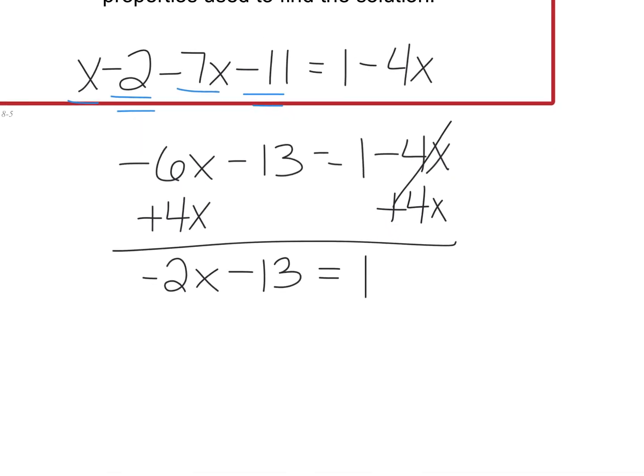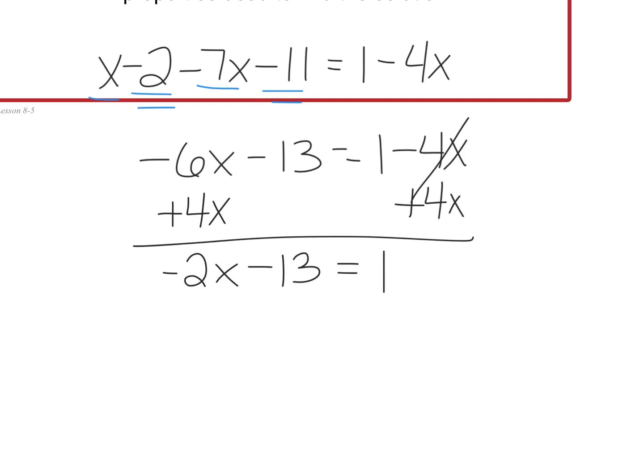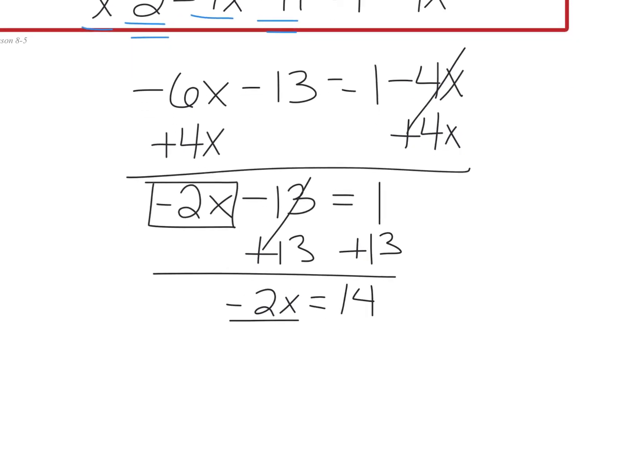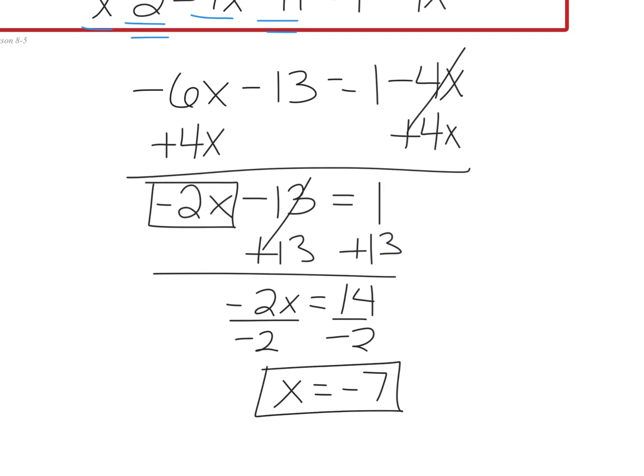Okay. Now, again, what am I trying to isolate? That negative 2x. So what do I do first? Add 13. So I have negative 2x equals 14. What's my last step? Divide by negative 2. Yep, take the negative with. So we have x equals negative 7. Okay. Any questions so far? Raise your hand if you got that right. Nice job.